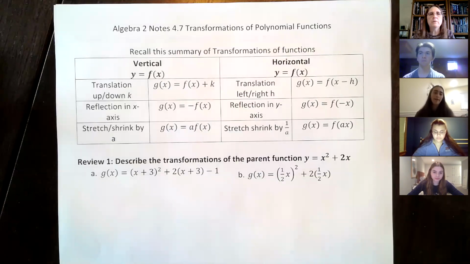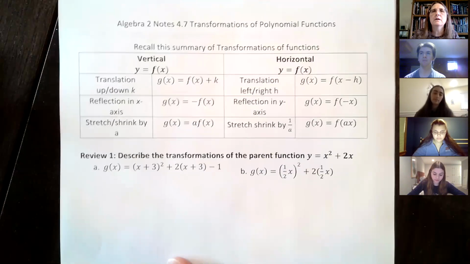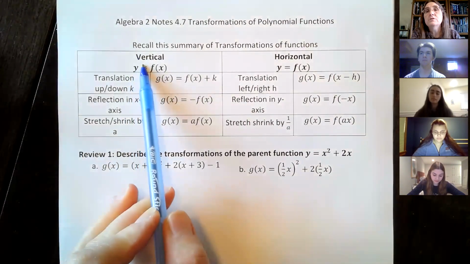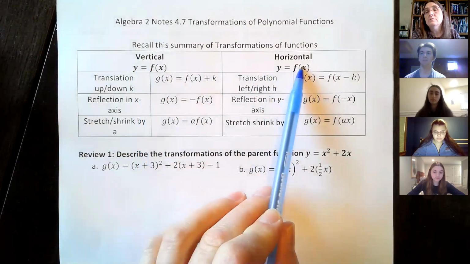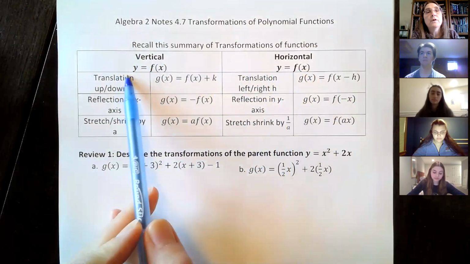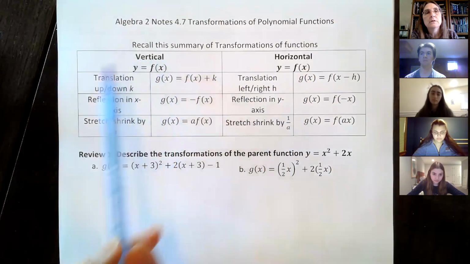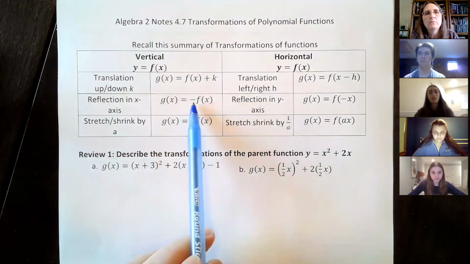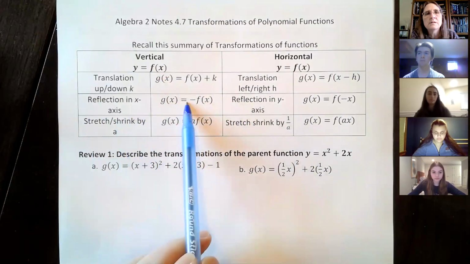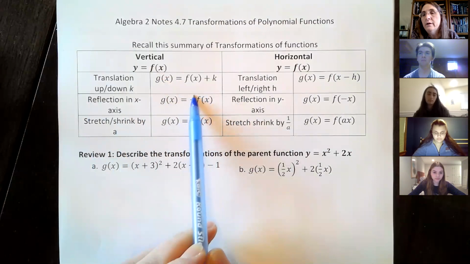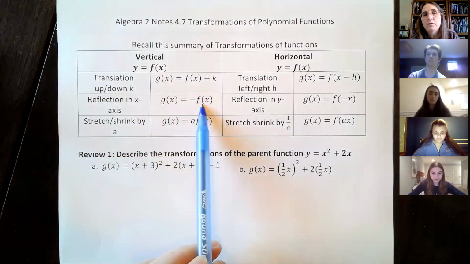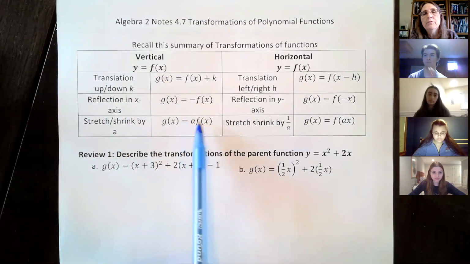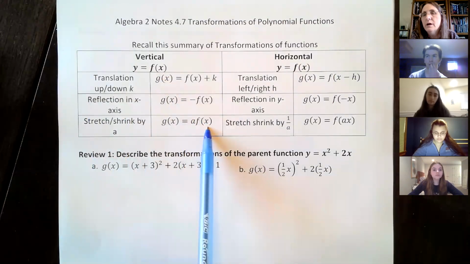Transformations. Here's our summary. We had this summary at the end of chapter 1. We have two types of transformations, the vertical ones and the horizontal ones. If we have a function y equals f of x, for translations vertically, we add k. Reflection in the x-axis is the negative of the whole parent function, or whatever function you're given. A stretch or a shrink is a number multiplied to the function, okay?